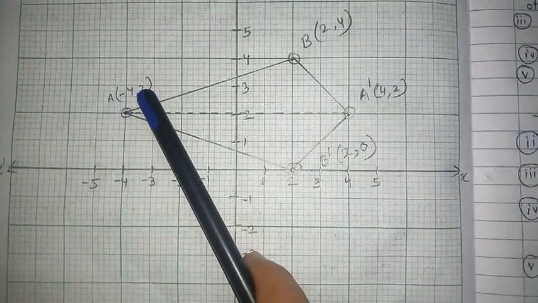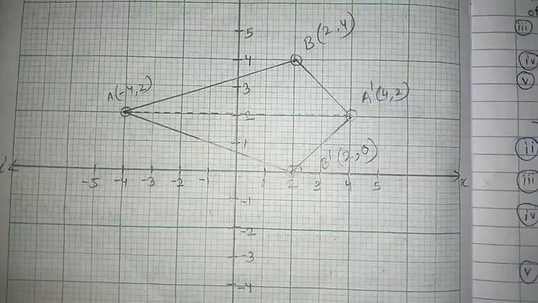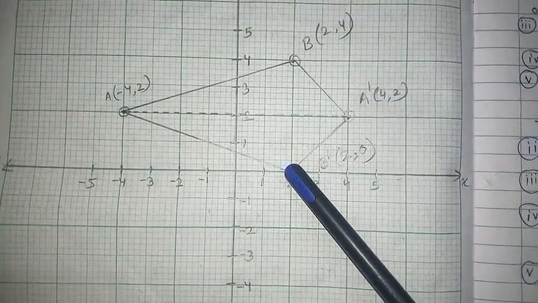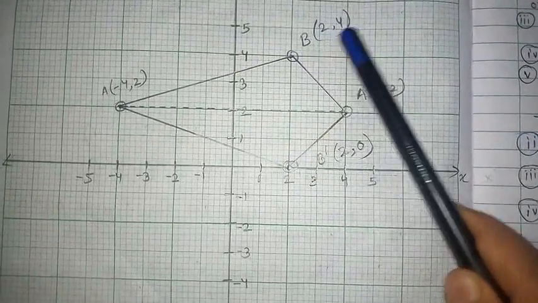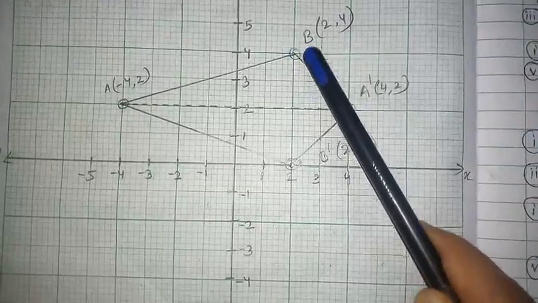So A is (-4, 2) and B is (2, 4). So 2 is here, 4 is here, and B will be (2, 4) here. So this is the meeting point. Now next, first one is done.